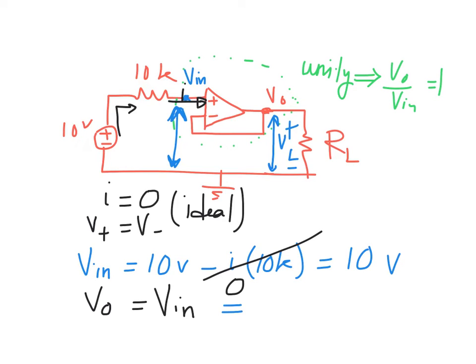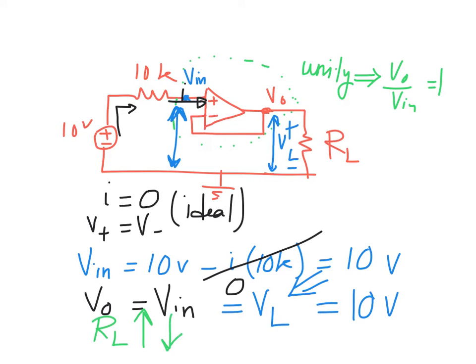So this is equal to VL. From the above value, this will be equal to 10 volts. So where is RL in this situation? RL could be changed, increased or decreased. It doesn't matter. Any change for the RL, the voltage across this resistance will be the same.